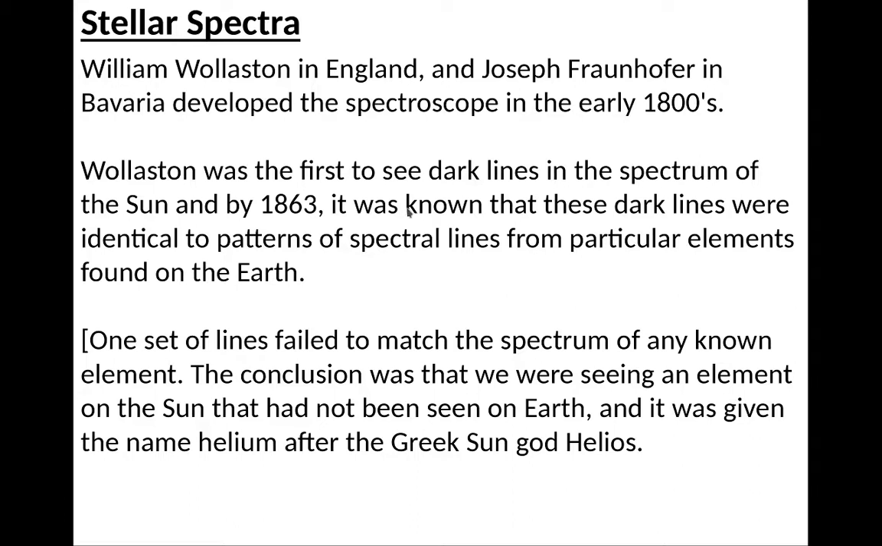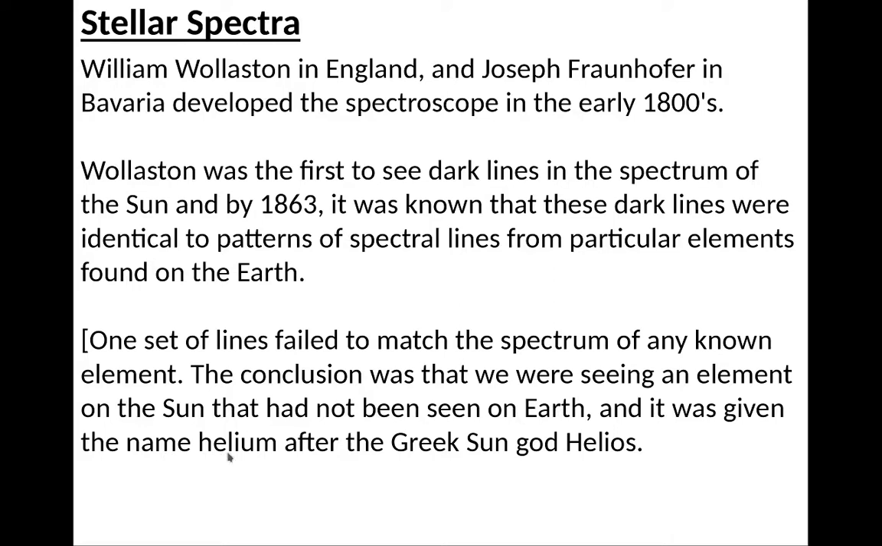And by 1863, as we talked about in light and matter, these dark lines were identical to the patterns of spectral lines from particular elements found on Earth. So basically, they saw that these dark lines were indications that these elements seen on Earth are also present in the sun. It happened to be the case that one set of lines failed to match the spectrum of any known element. And so the conclusion was that we're seeing an element on the sun that had not been seen on Earth. So it was given the name helium after the Greek god Helios.